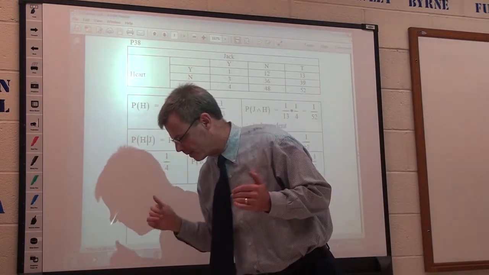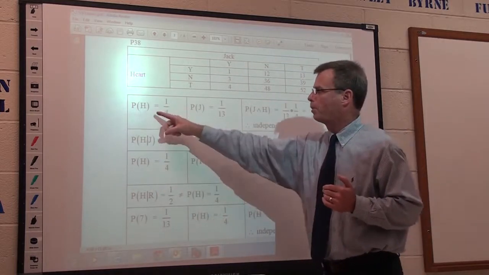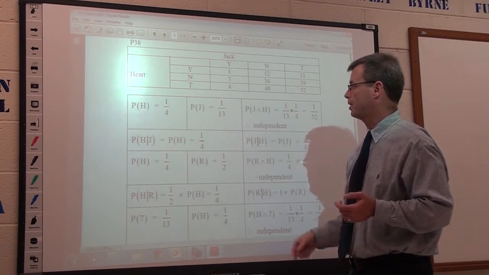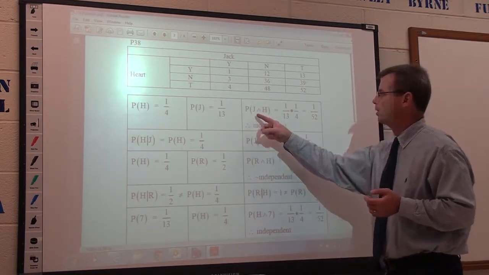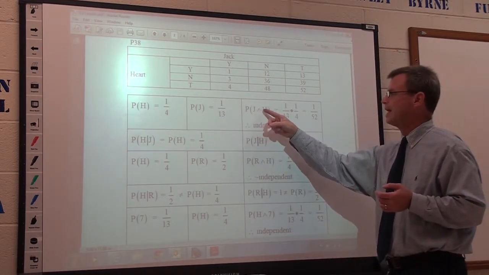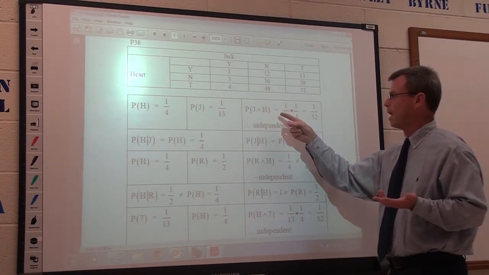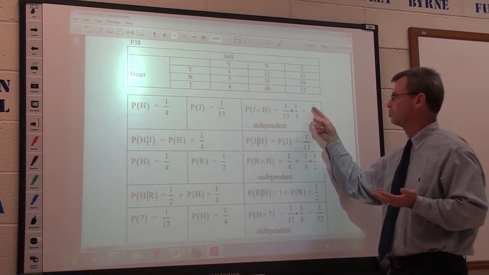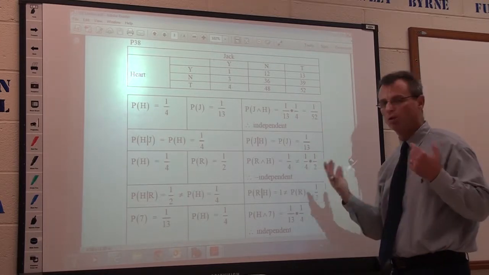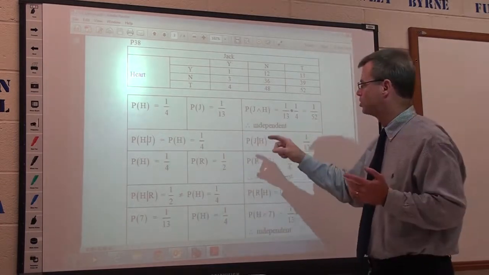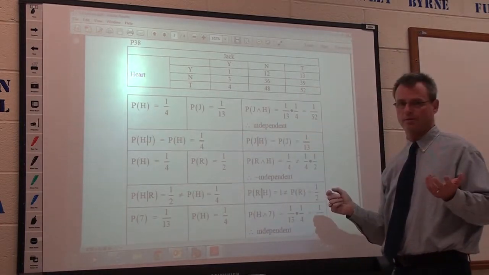Are these independent? Getting a heart. Well, the probability of getting a heart is 1/4. The probability of getting a jack is 1/13. The probability of getting a jack and a heart, their product, is 1/13 times 1/4, which is 1/52, and there's only one jack of hearts. So the probability of getting that is 1 out of 52, which confirms that these are independent events.